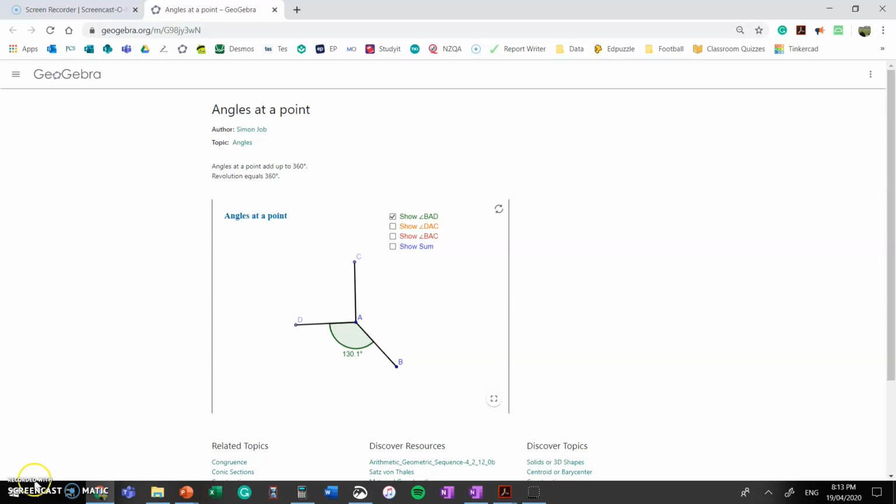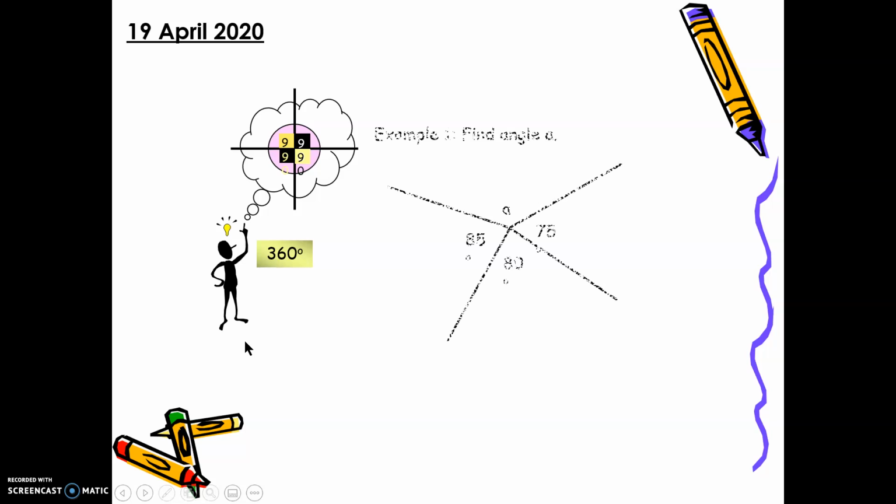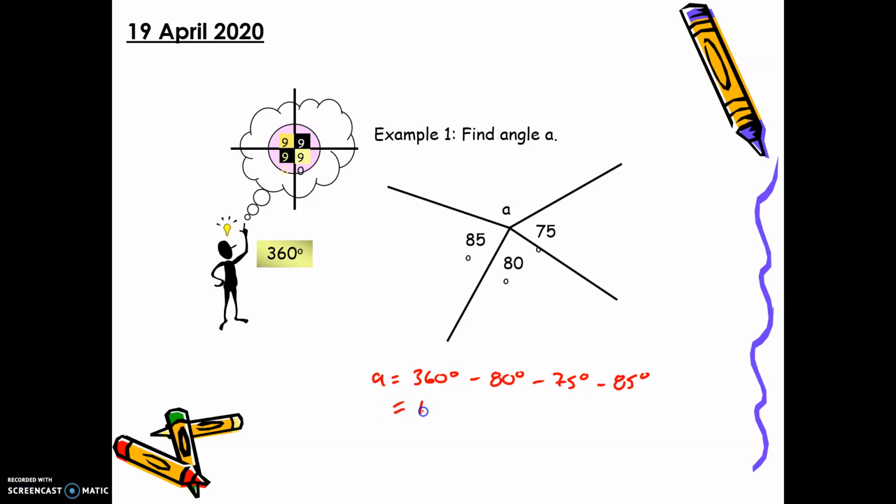Right. So now what we can do is we can start to look at working out actual answers. So what we've got here is we need to work out the size of angle A. So the way you need to write out your answers is A is equal to 360, take away 80, take away 75 degrees, take away 85. Then get your calculator out, which leaves us with 120, meaning this angle is 120.